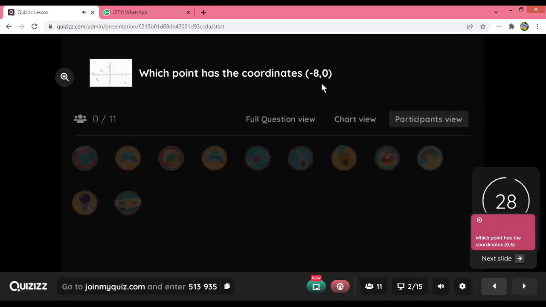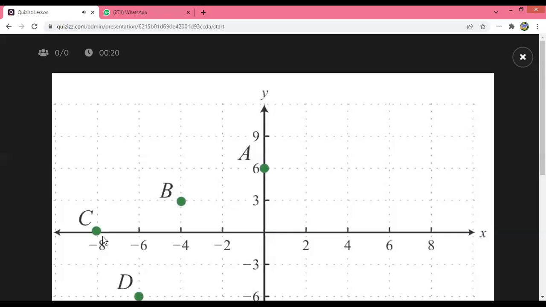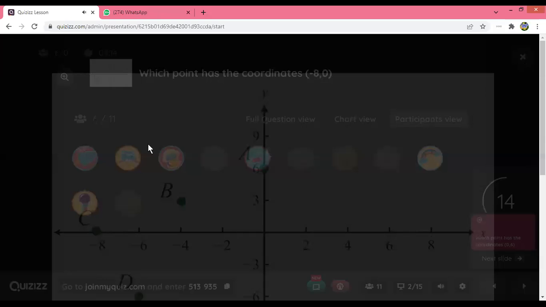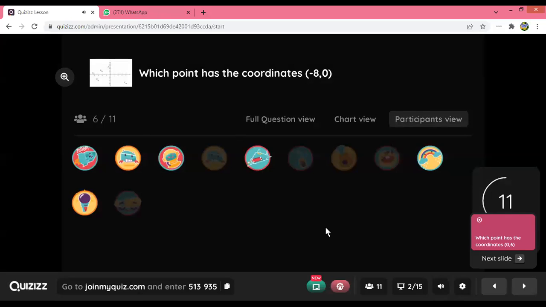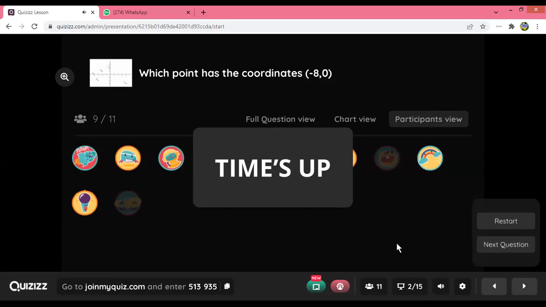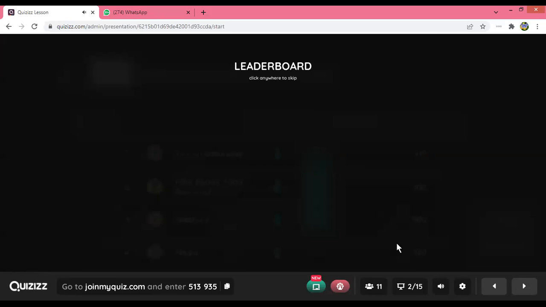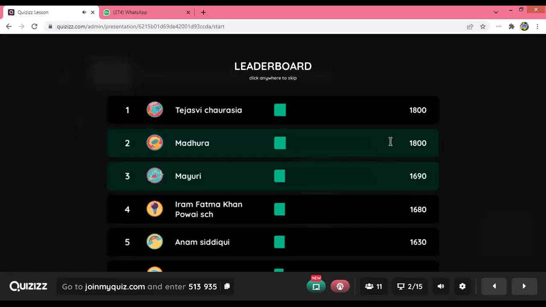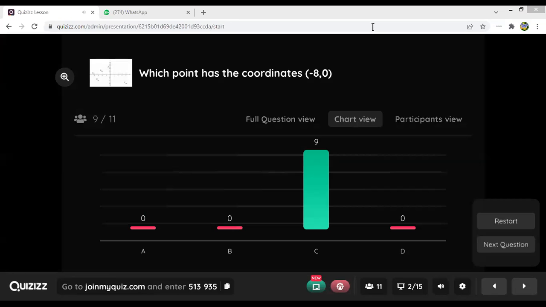Which point has the coordinate -8, 0? So you have to check -8 on the x-axis and then 0. So no movement up or down. The point is on the x-axis. So which point is that? Quickly, which point is that? I'll give you enough hints and then you could also try out the choices. Time up. Check which point has the coordinate -8, 0. That was C. Okay, everyone, that was C. Next question.